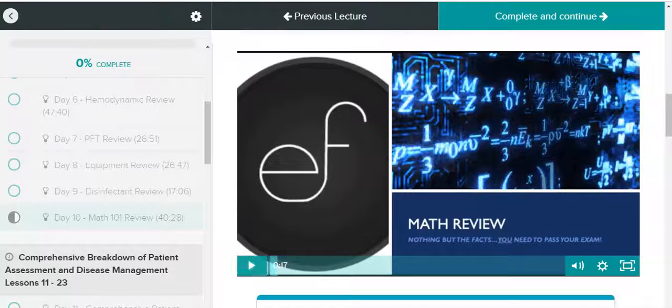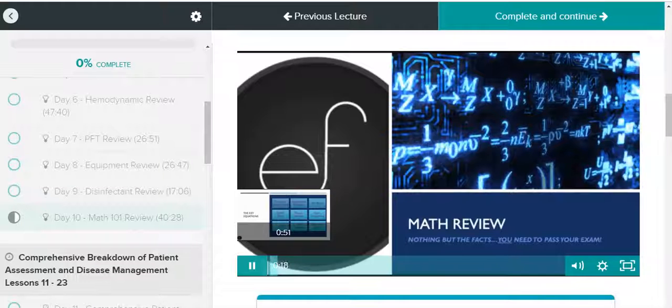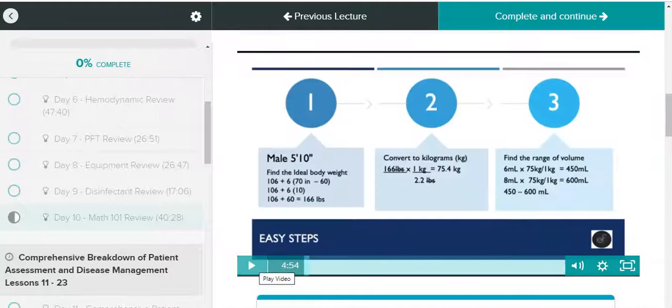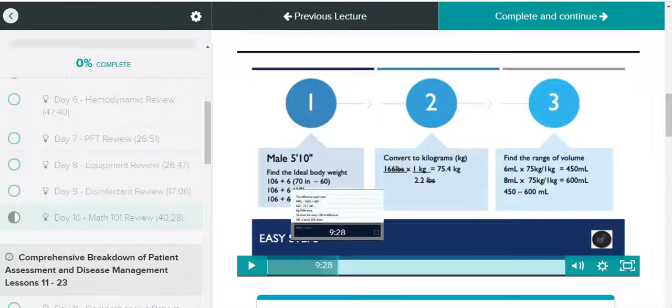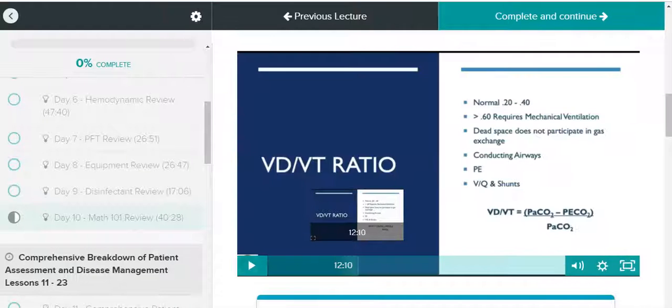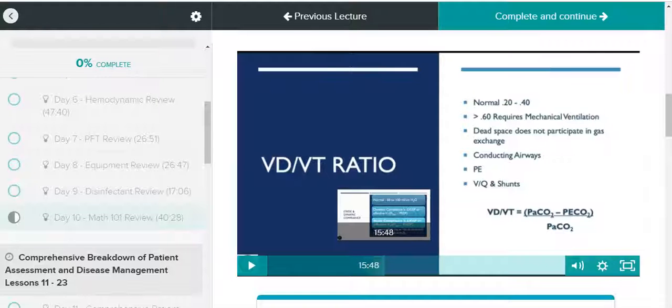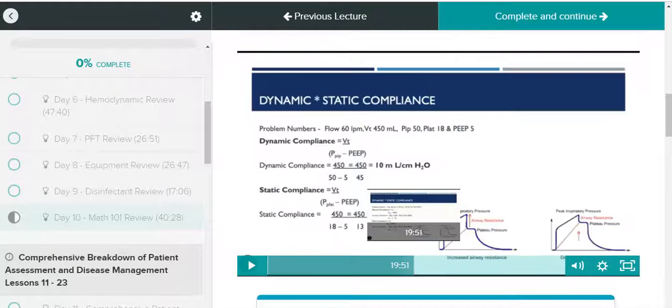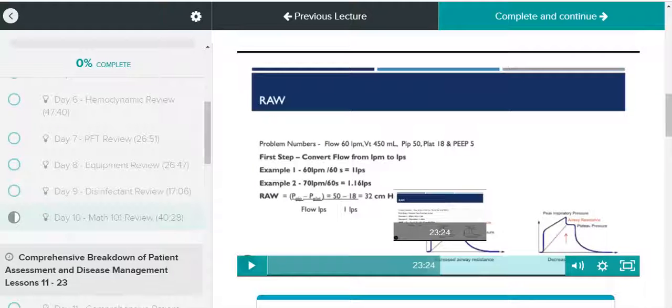Okay, so math is also 40 minutes. And there's lots of information in here. Talking a lot about all the different calculations and what they mean, in addition to just knowing how to do them and when you need to use which ones to get you the right answer on the TMC.